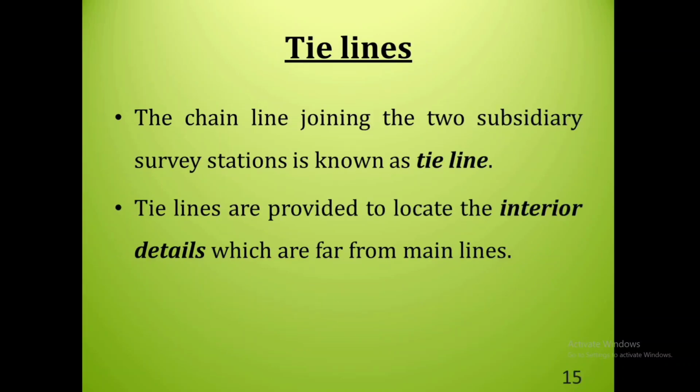Tie lines. The line joining the two subsidiary survey stations is known as a tie line. These tie lines are provided to locate the interior details which are far from the main lines. For example, the main survey lines are nothing but the boundary lines, and these lines may be far away from details like the presence of a pond, tree, etc. In that case, we will draw extra additional lines like tie lines near the tree, so that we can get the distance between the tree and the measured line, which is nothing but the tie line.